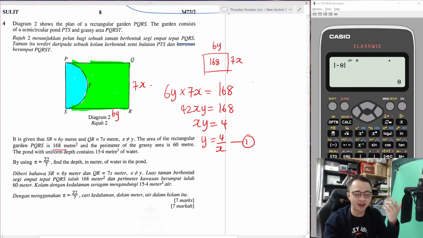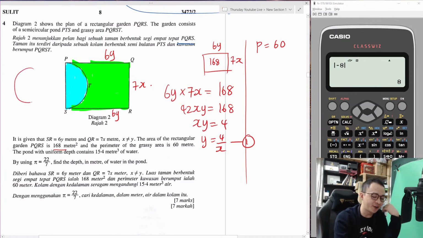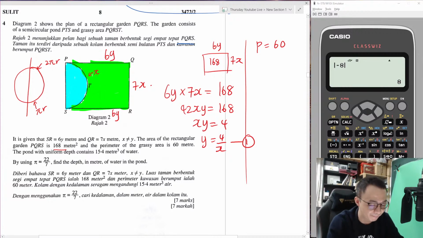Alright, I need to form another equation using the perimeter. The perimeter given is 60. So how do we get the green color perimeter? Here is 6y. Then this one is half of the circle. We should know the circumference of the circle is 2 pi r. If I only take half of it, it will be pi r, I mean pi multiplied by r.